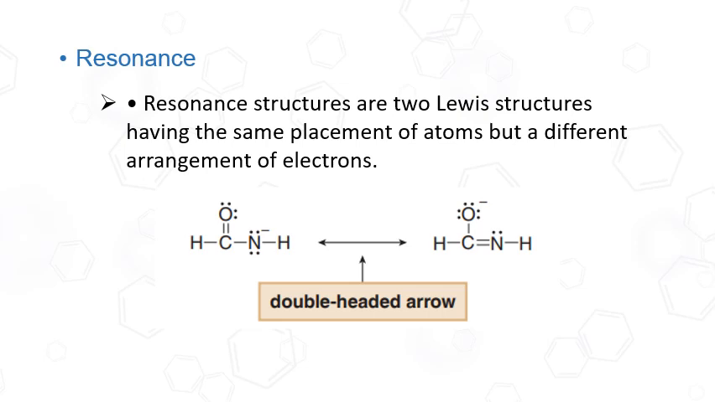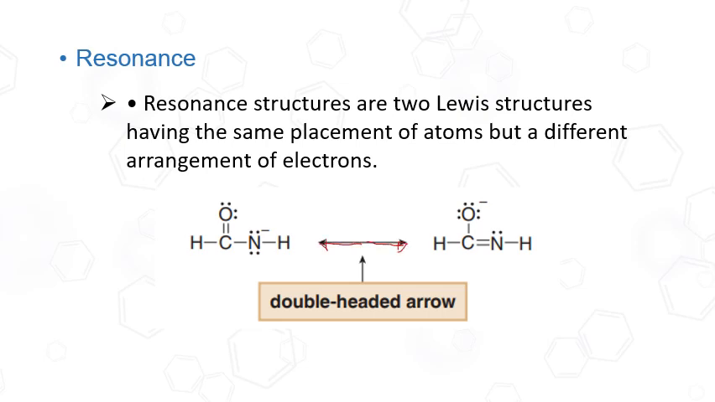So for resonance structures, they are Lewis structures with the same placement of atoms, but a different arrangement of electrons. So remember, isomers have the same or different chemical formula, but different attachment of atoms. For resonance, they are not isomers because their atoms are arranged similarly. It's just the electrons that are differently positioned. So for example, between the two, there is a double-headed arrow which indicates that these two are resonance forms.